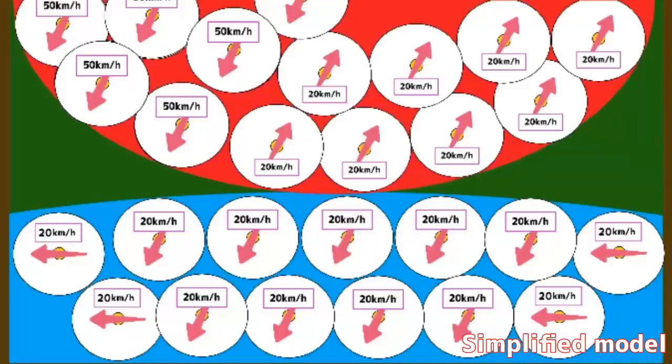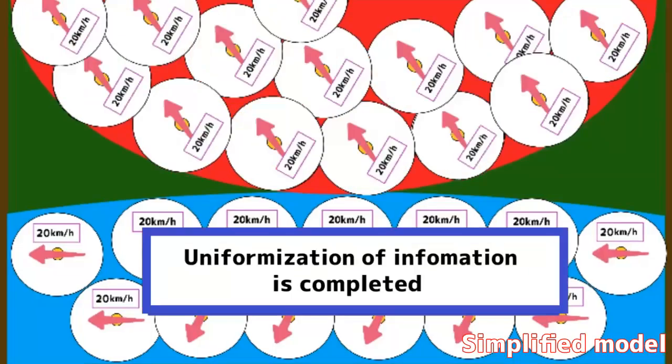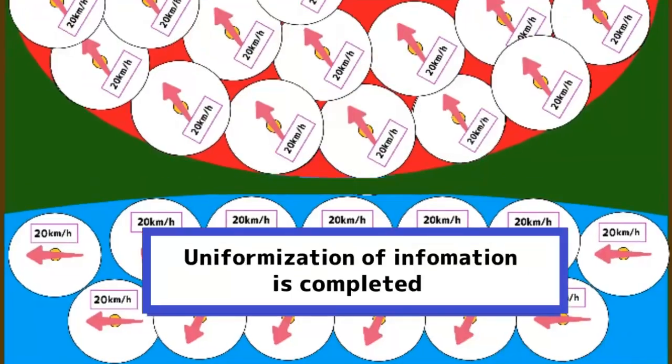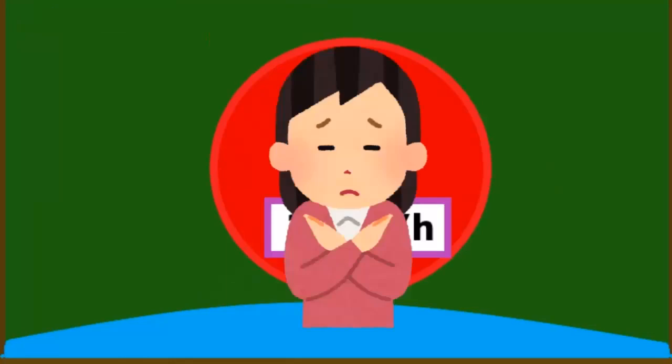The information gradually updates from the point of collision, and once the uniformization of information is complete, the spheres separate. In other words, as long as they are in contact, they continue exchanging information. Therefore, the small red sphere completes its uniformization first and moves away from the blue sphere.